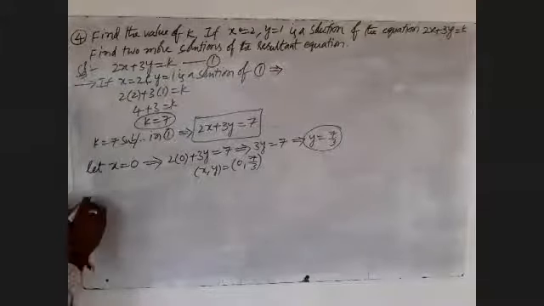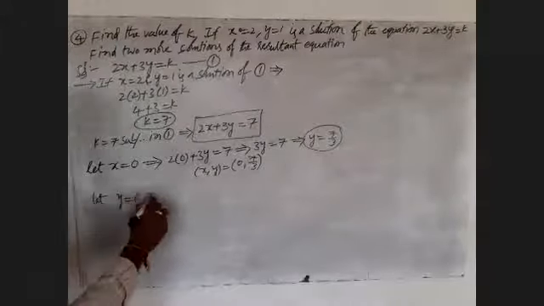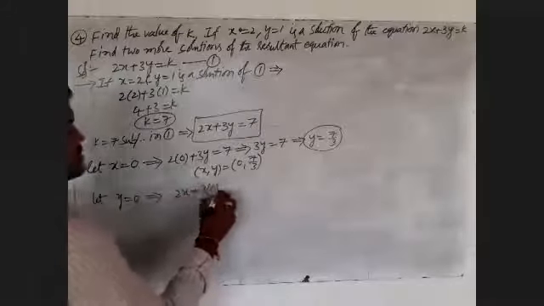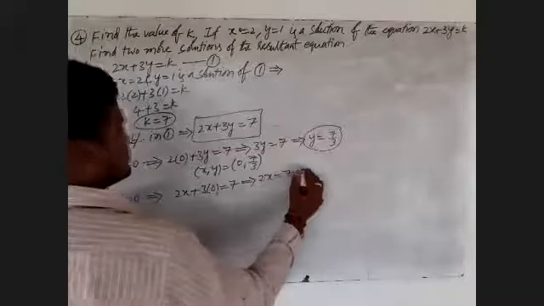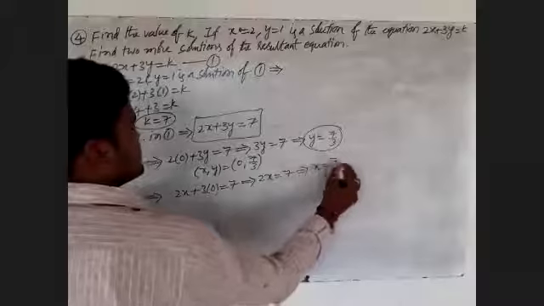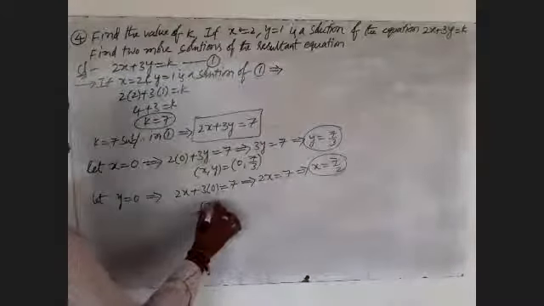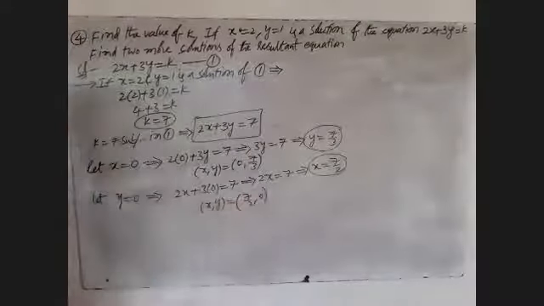After this we will take the next point, that is let y is equal to 0. 2x plus 3 into 0 will become 7. This we have to write: 2x is equal to 7. Then x is equal to 7/2. That is the point (x, y) is equal to (7/2, 0).